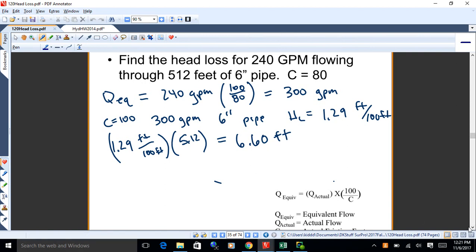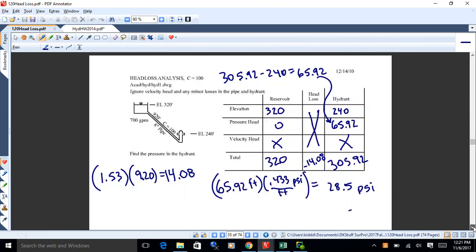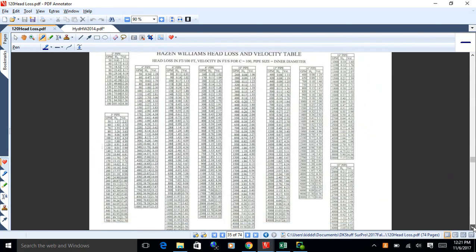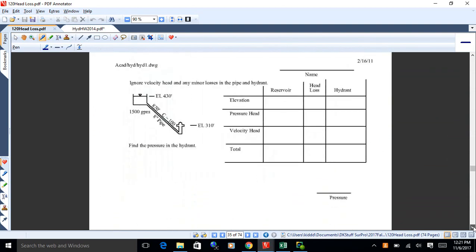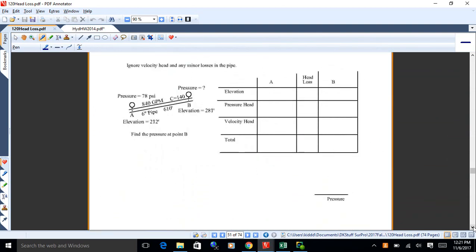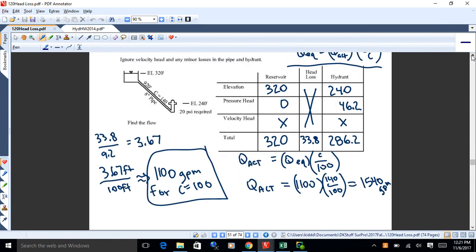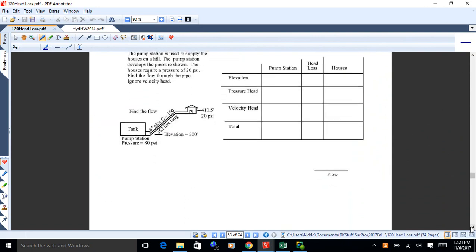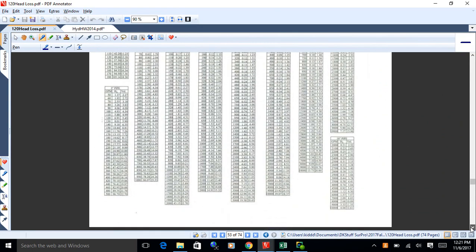So we went through a bunch of different situations with these different pipes and different ways of figuring out pipes pressure, which is probably the most basic thing to find, but then we also looked at flow and pipe sizing, okay? And we did that for C100 and also C not equal to 100. So are we okay with that stuff? You got any questions on that?